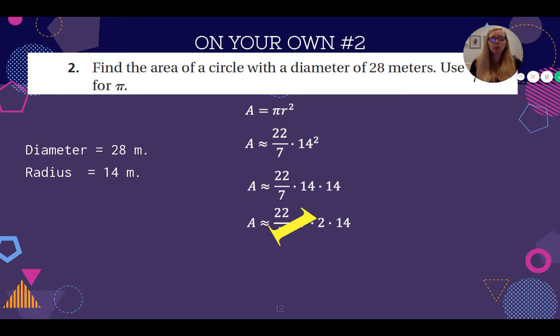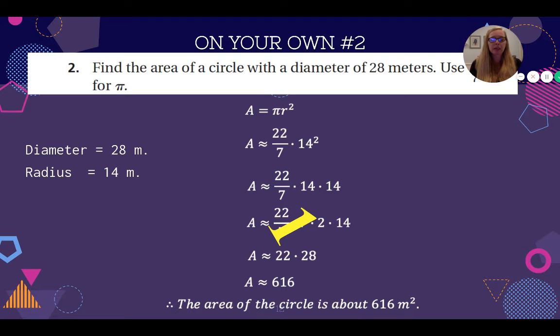And now we're going to multiply 22 times 2 times 14. I can use my calculator to help me do this, but sometimes there are some things you can do in your head mentally prior to actually hitting those buttons in the calculator. I know that 2 times 14 is 28, so in my calculator, I'm multiplying 28 times 22 to get 616 meters squared.